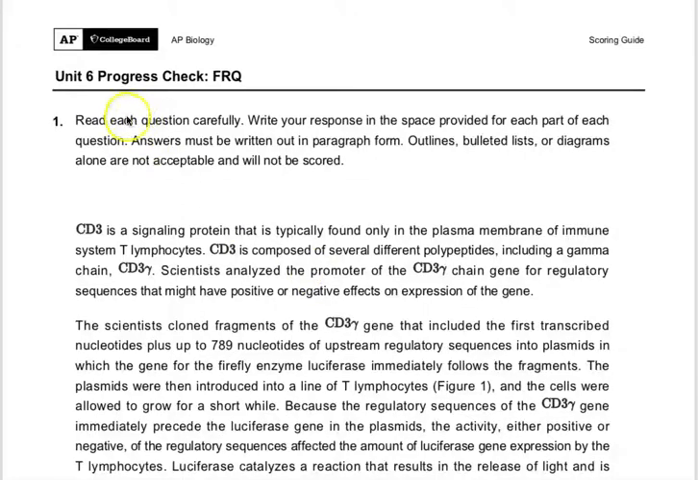Okay, so it says, read each question carefully. Write your responses in the space provided for each part of each question. Answers must be written out in paragraph form. Outlines, bulleted lists, or diagrams alone are not acceptable and will not be scored.